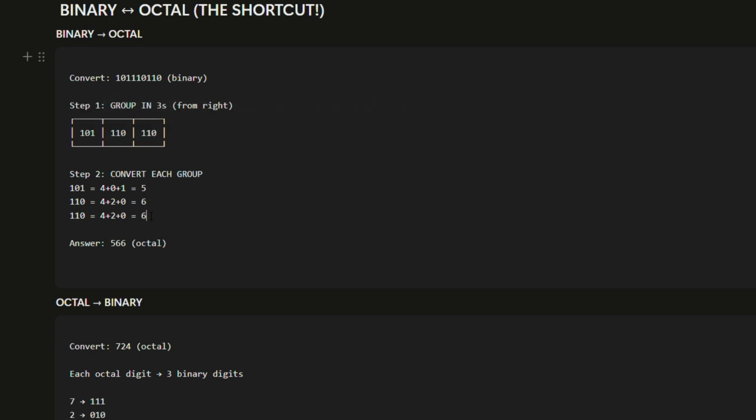And this time it's not going from the end to the top. It is as it is. So it'll be 566. So that is the octal equivalent of the binary number given.